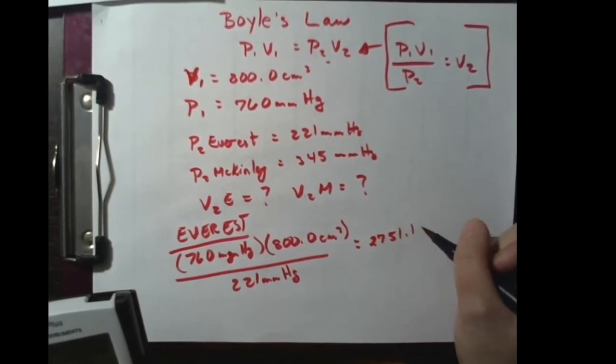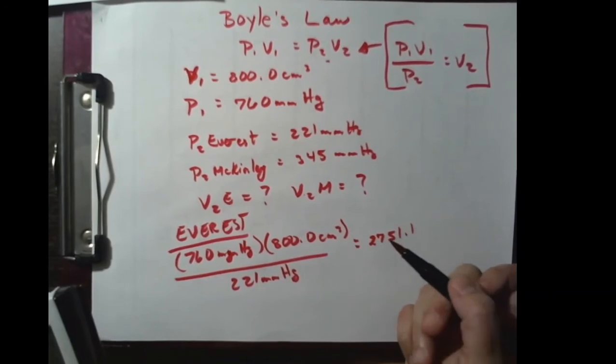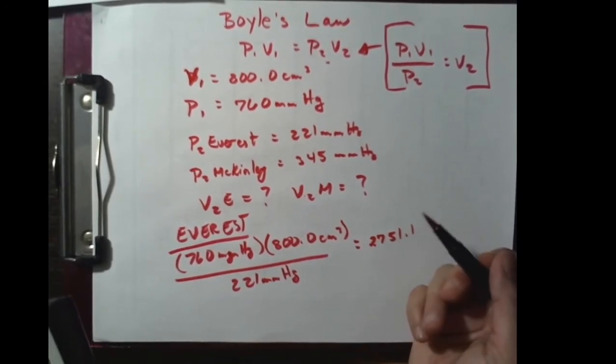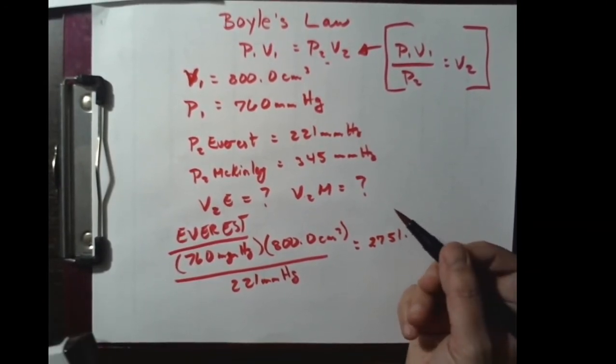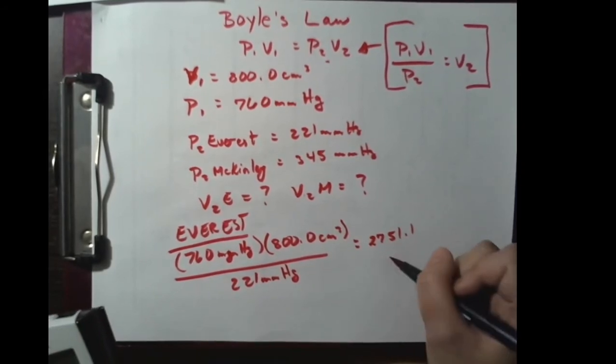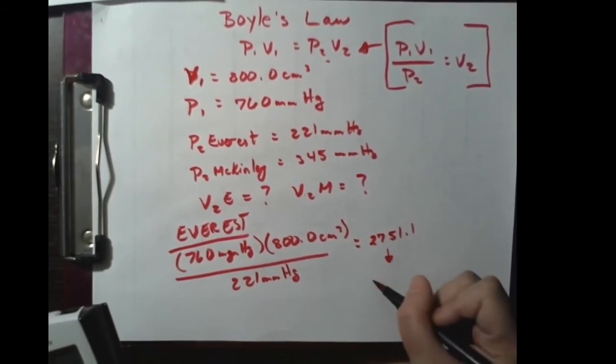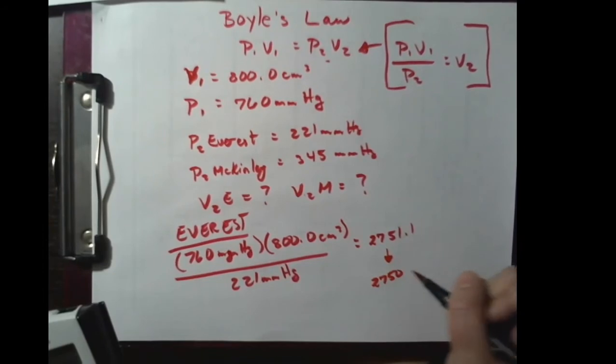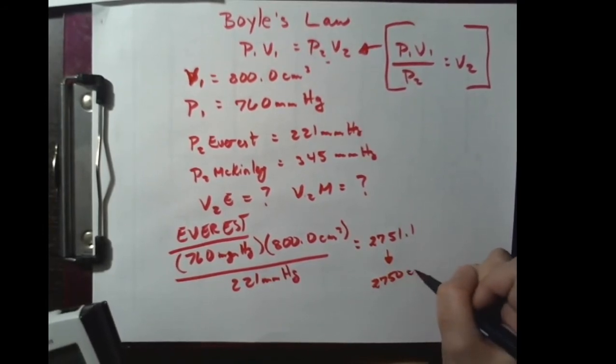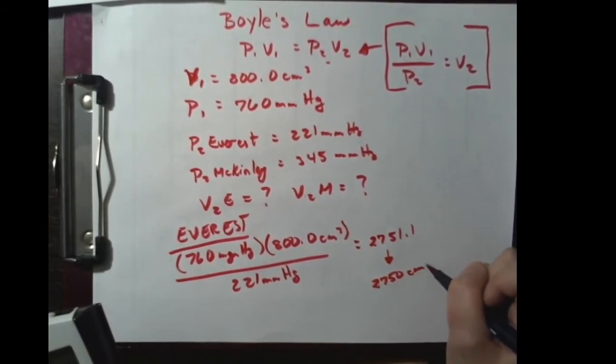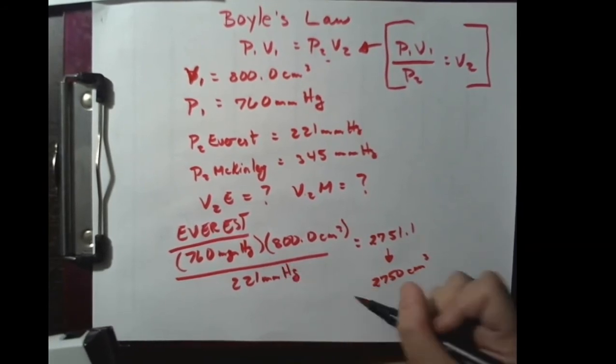2751.1. Now, significant figures, of course, you always have to count significant figures. Well, it's going to be 3, right? So this is actually going to be 2750 centimeters cubed. And that's the V2 for Mount Everest.